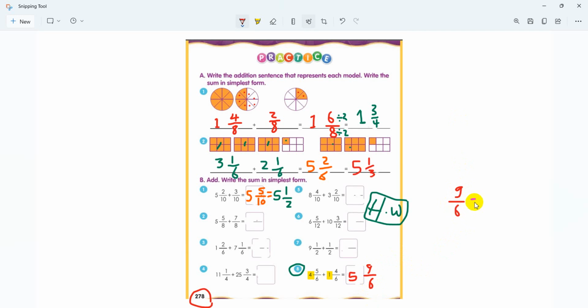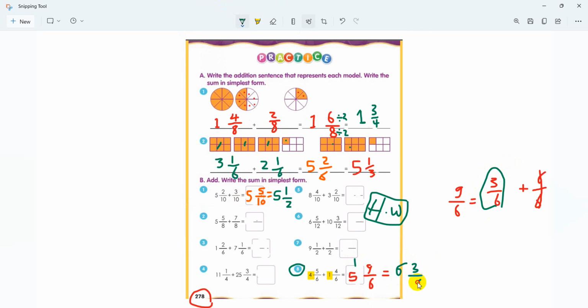Okay? So we can write it as 3 sixths plus 6 sixths. And 6 sixths equals 1 whole. Equals 1. Okay? So we have 1 whole in this fraction. 1 and 3 out of 6. So we add the 1 to the 5 as a whole number. Now the 5 becomes 6. And the remainder is 3 out of 6. So the answer is 6 and 3 out of 6.